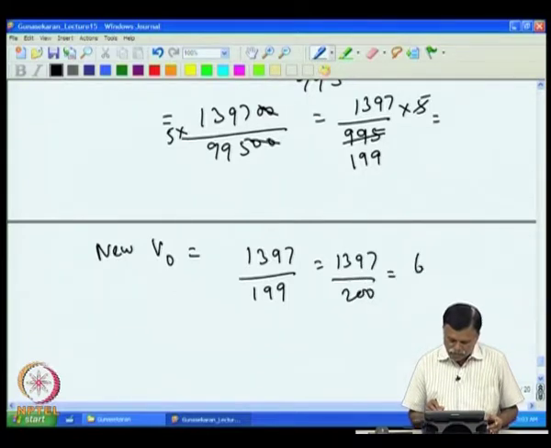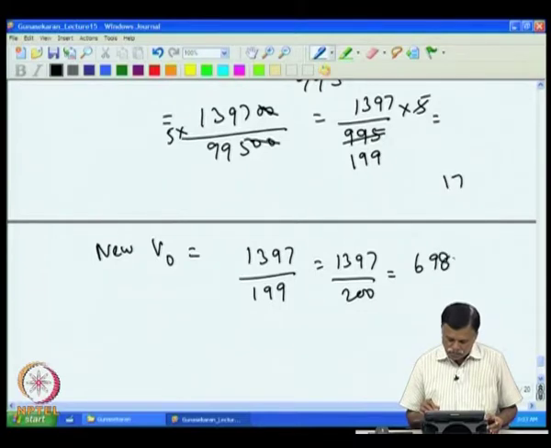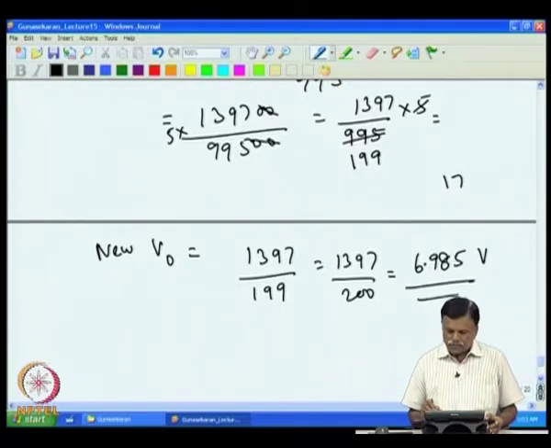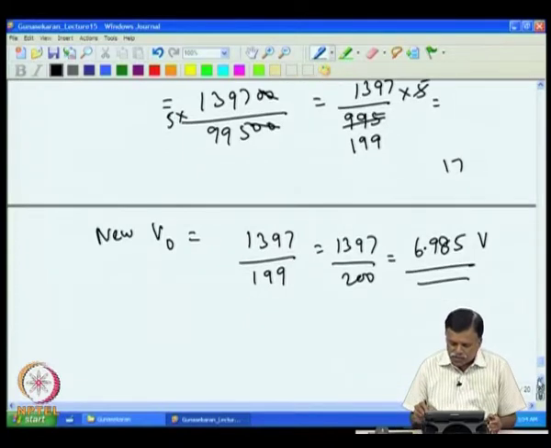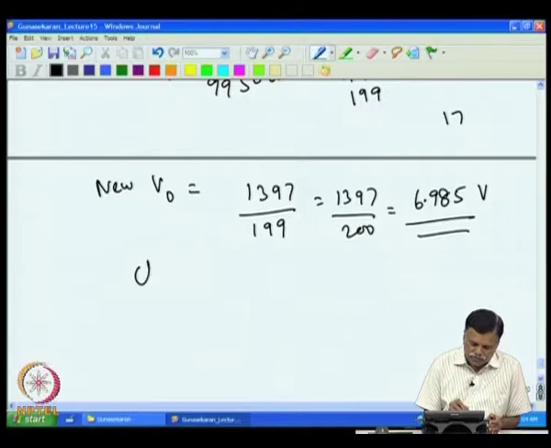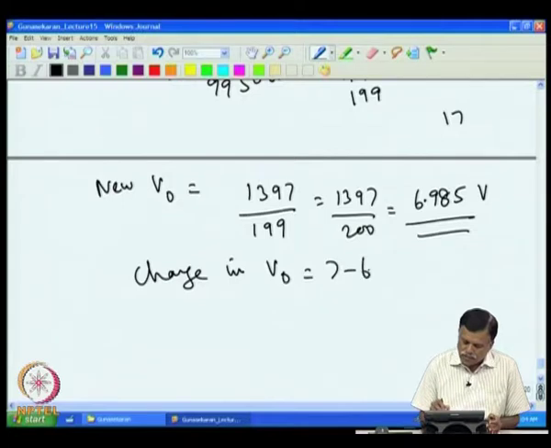By the net, 6.985 volts. The new voltage had become 6.985 instead of 7 volt. So the output voltage had reduced. So the change in output voltage, 0.015 volt, that is equal to 15 millivolt.